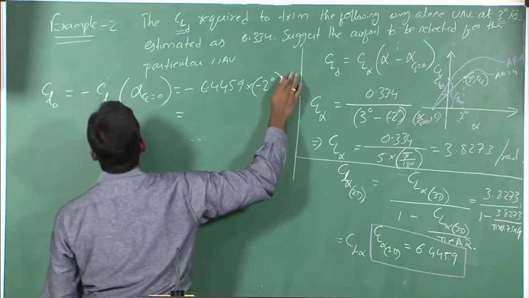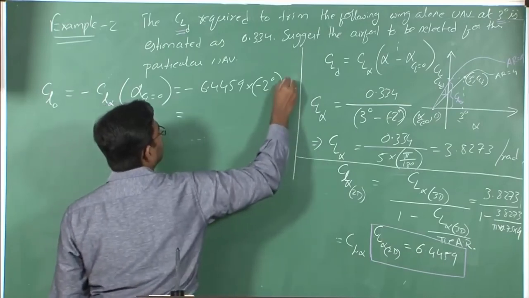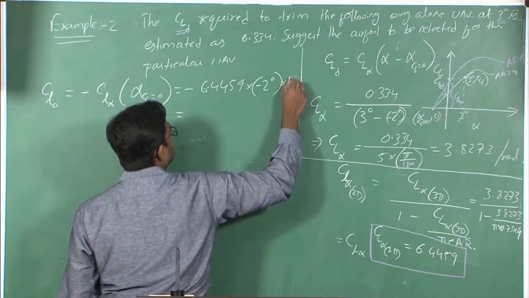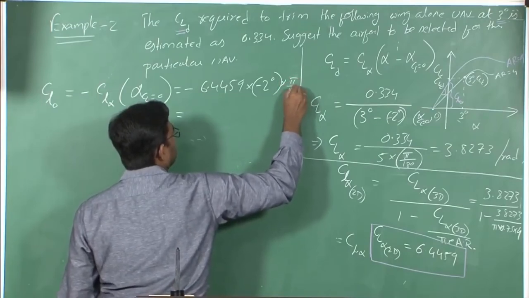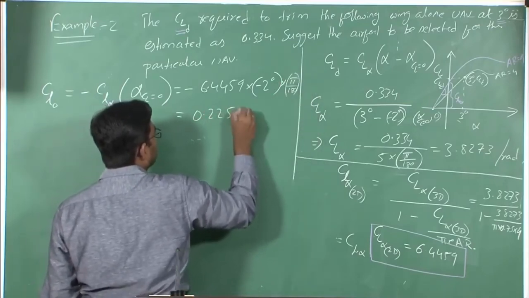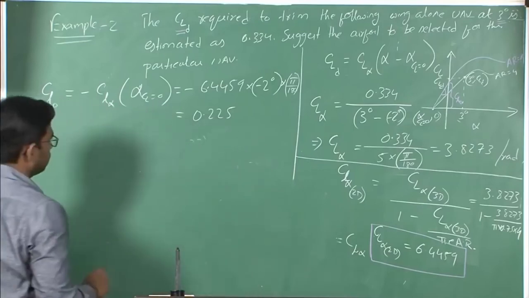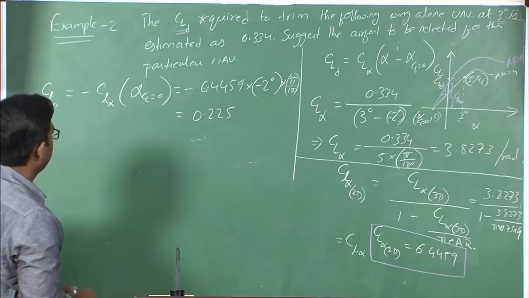this is in degrees, but the slope is in per radian. So I need to multiply this by pi by 180. So, 0.225. Right, CL naught is 0.225 for an airfoil.